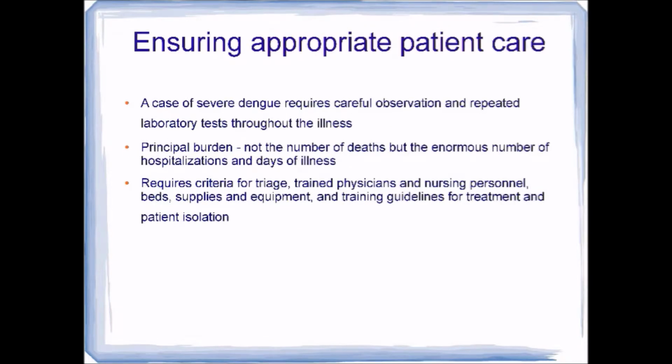A case of severe dengue requires careful observation and repeated laboratory tests throughout the illness. The principal burden due to dengue is not the number of deaths but the enormous number of hospitalizations and days of illness. To ensure appropriate patient care, the criteria for triage, trained physicians and nursing personnel, beds, supplies and equipment, and training guidelines for treatment and patient isolation are required.